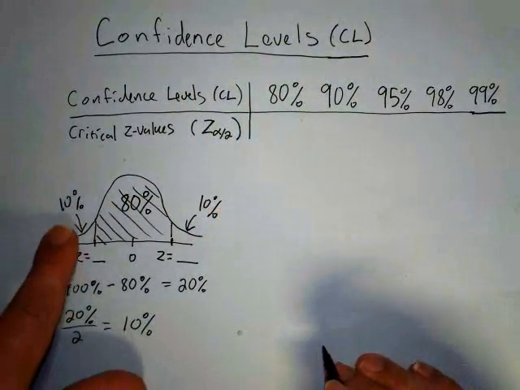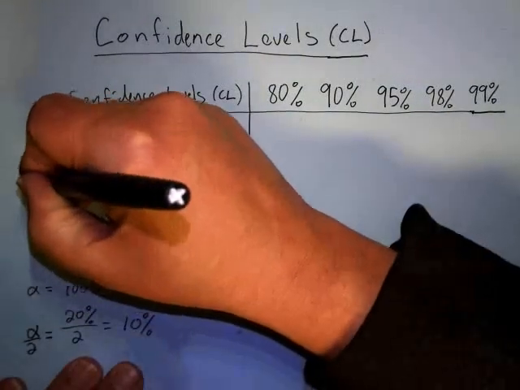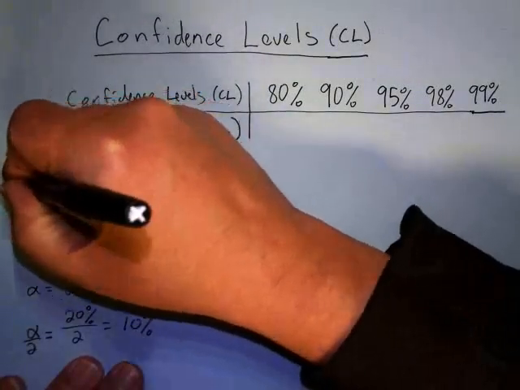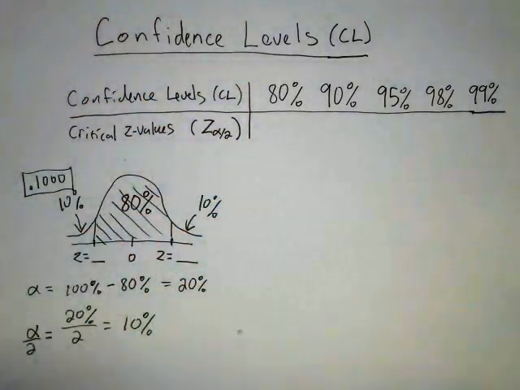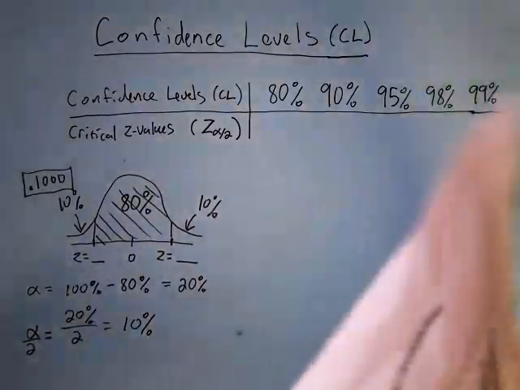Now you're going to look up the 10% backwards on the standard normal table. So I'm going to move my decimal point over, and this is what I'm looking up on the table. Let me grab my standard normal table. I'm going to be on the negative side.